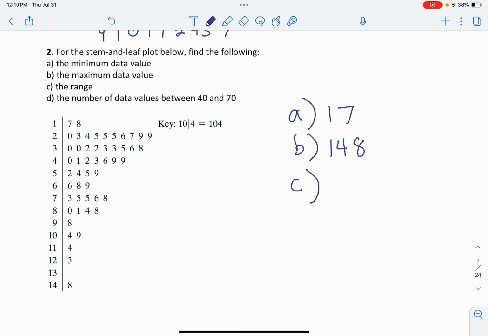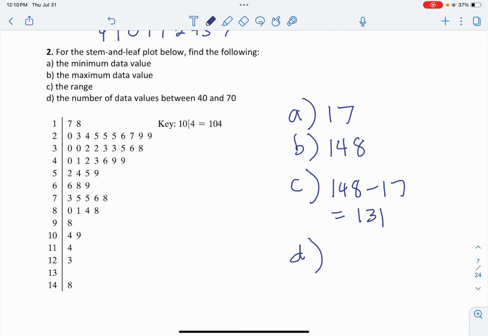Okay. Now how about the range of the data values? Well, that would just be those two values subtracted. Range is max minus min, so that's 131. And then finally D, what is the number of data values between 40 and 70?